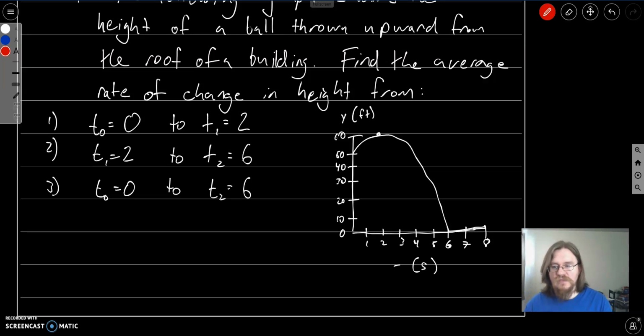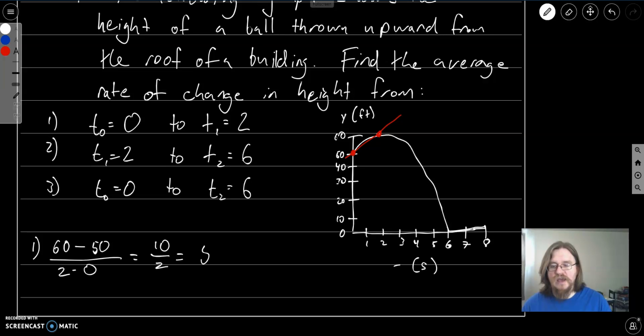So for instance, from t0 equal to 0 to t1 equal to 2. Here is the height at time equal to 0. Here's the height at time equal to 2. And if we draw a straight line between them, we can see that, yes, our straight line is going up. So the average change in height should be positive, and it's just going to be the slope of this line. So for number 1, we're ending at 60. We began at 50. And the difference in time is going to be 2 seconds. It's going to be 10 divided by 2. So the average slope of this line is going to be 5.